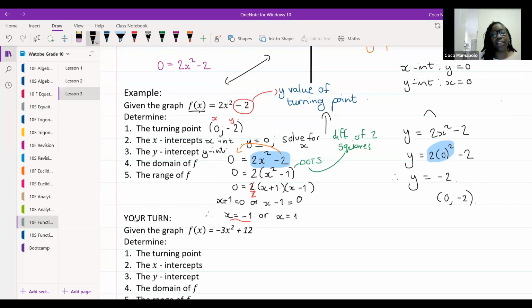Okay, so that's the answer that we get for our y-intercept. Who remembers what would the domain of my graph be? Domain is x.